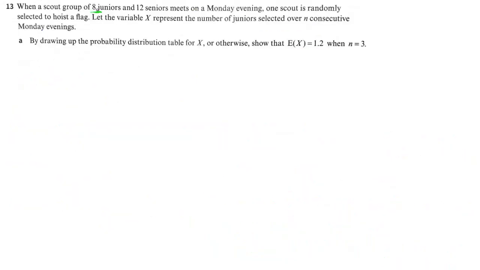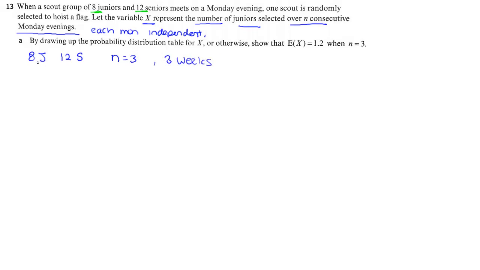In problem number 13, we've got a scout troop, and it's got 8 juniors and 12 seniors in it. And they meet every Monday evening, and one person is randomly selected to hoist the flag. They want the variable x to represent the number of juniors that are selected over a series of weeks or Mondays. Now keep in mind, this is not like a marble problem where if I pull a marble out, it's going to change the probability of what's in the bag. Each Monday, the probability resets. And so it's possible for the same junior or senior to get picked 1, 2, 3 weeks in a row. So we've got to keep that in mind.